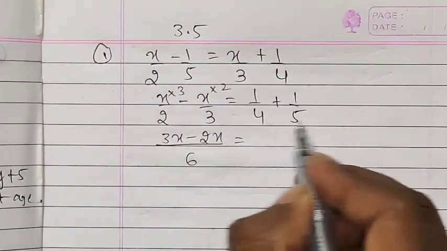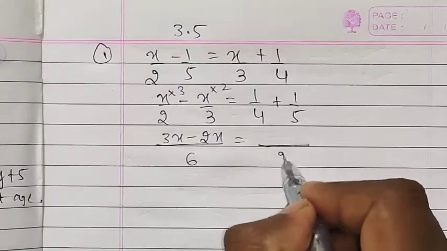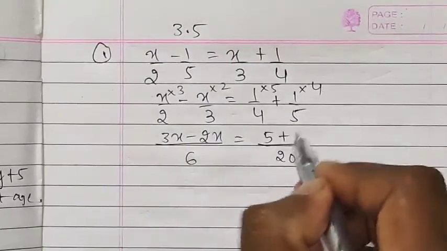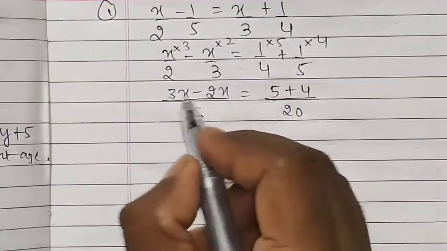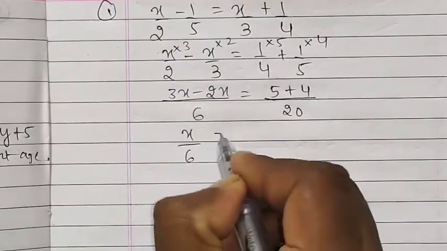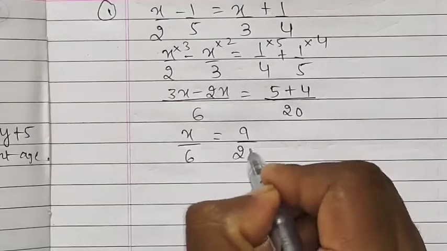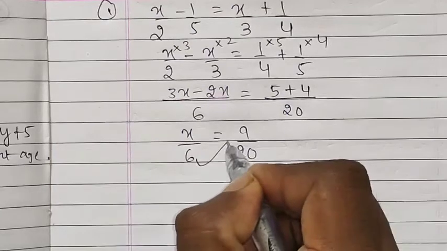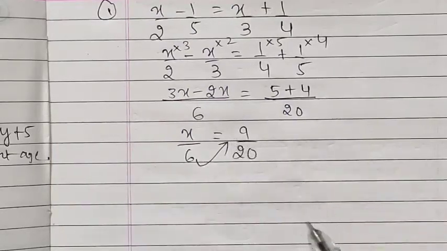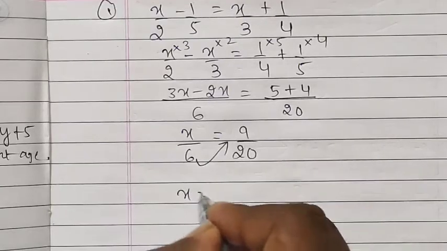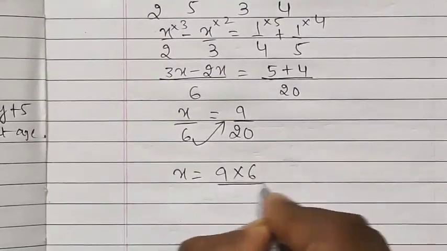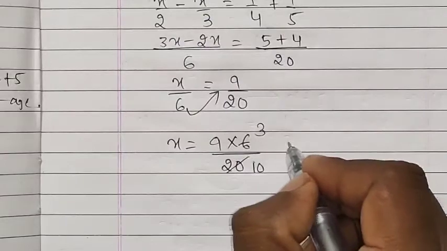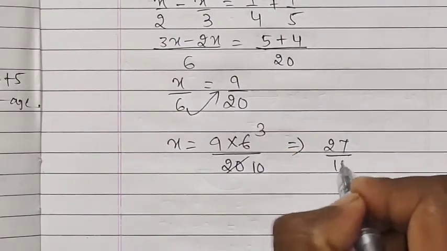here also same, we will take the LCM of 4 and 5. 4 and 5 LCM is 20. 4 fives are 20, 5 fours are 20, 5 ones are 5 plus 1 four is 4. Next step, 3x minus 2x, the answer is only 1x divided by 6, is equal to 5 plus 4 is 9 divided by 20. To get the value of x, I am going to shift this 6 to the numerator. This division by 6 will shift and become multiplication with 9. x is equal to 9 into 6 divided by 20. 2 threes are 6, 2 tens are 20. Final answer is 9 threes are 27 divided by 10. This is your answer.